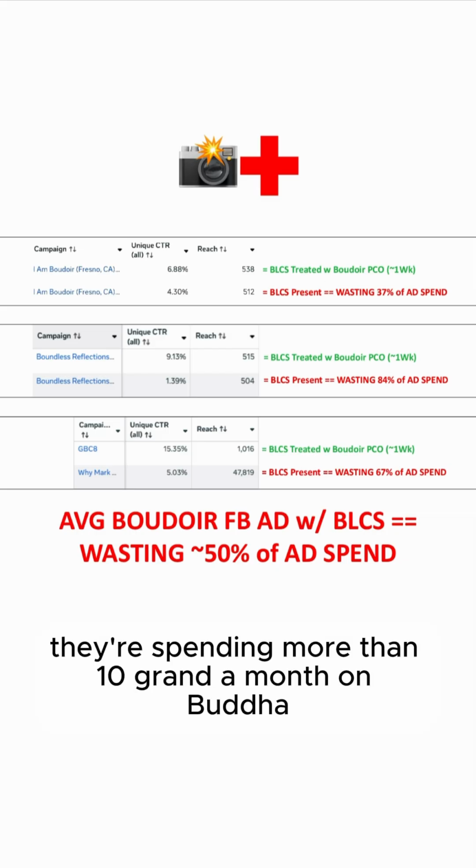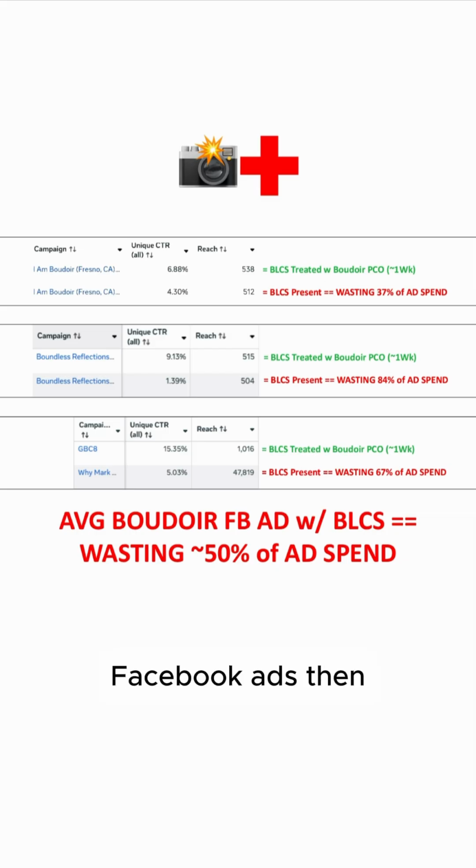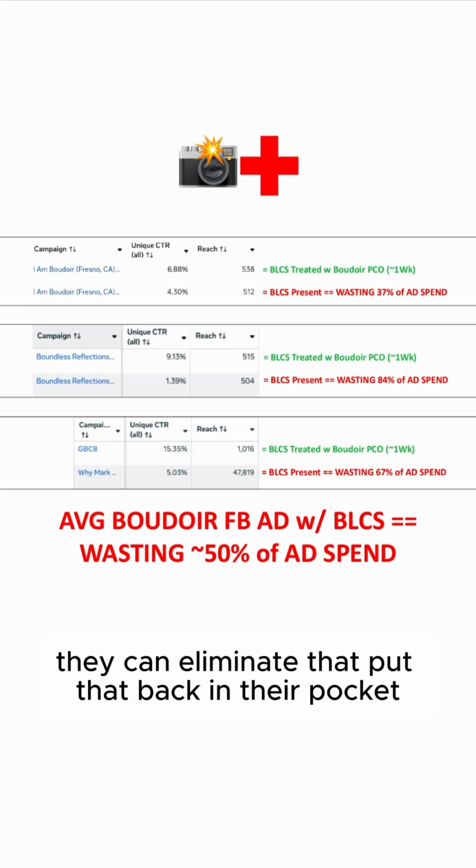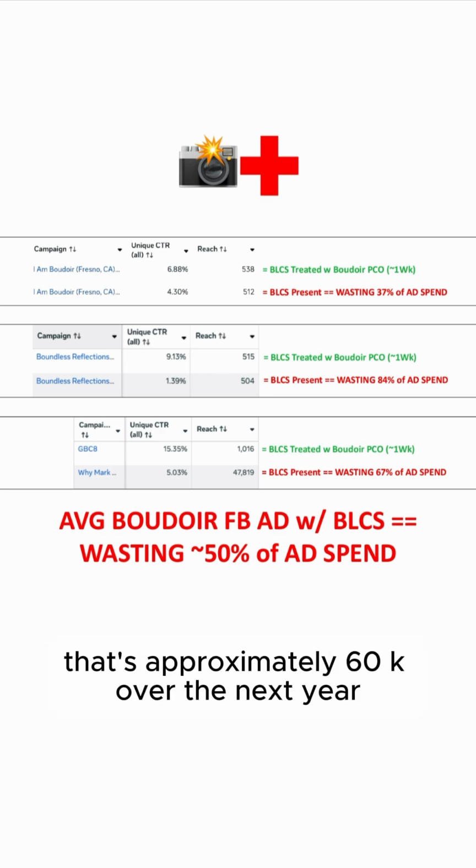so they're spending more than 10 grand a month on Boudoir Facebook ads. Then on average, 5K a month is being wasted. They can eliminate that, put that back in their pocket. That's approximately 60K over the next year.